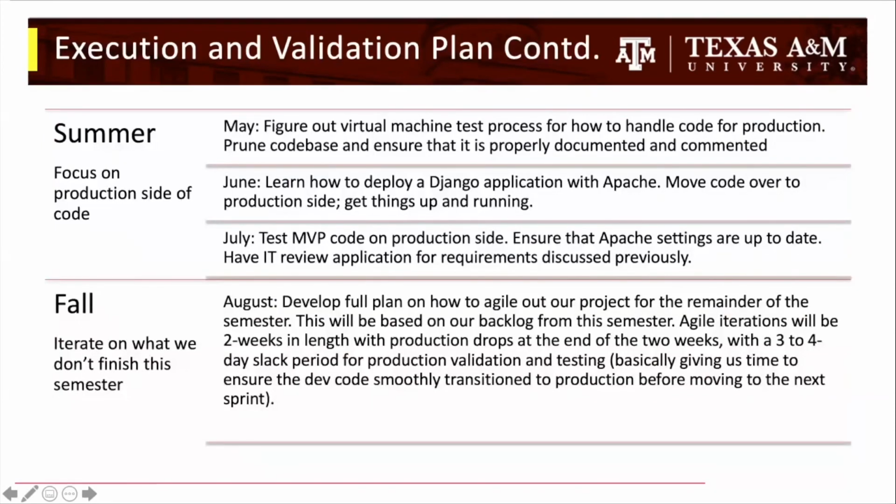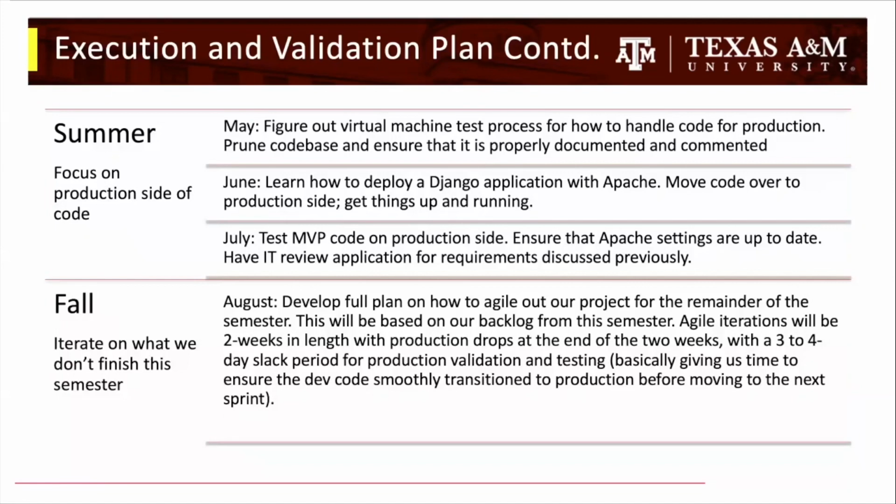Execution and validation plan kind of continued. So one of the things that we're going to do for the summer is we're still going to figure out how the virtual machine works. We're going to prune the code base. We're going to ensure that it is properly documented and commented. So I've learned from IT that we're going to be using Apache to deploy the Django application.